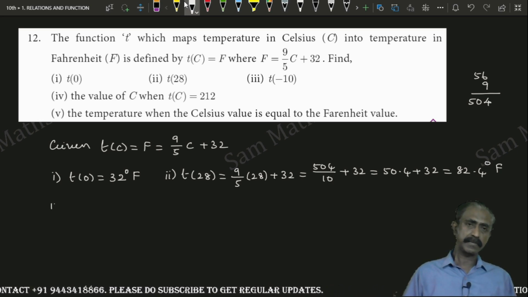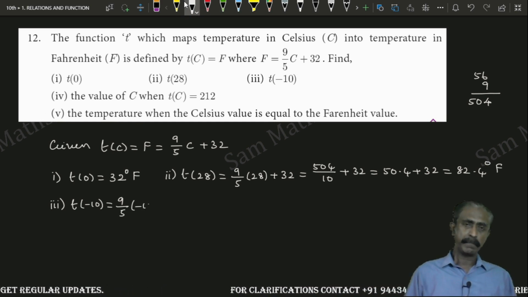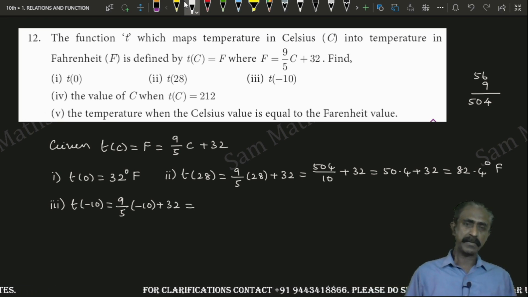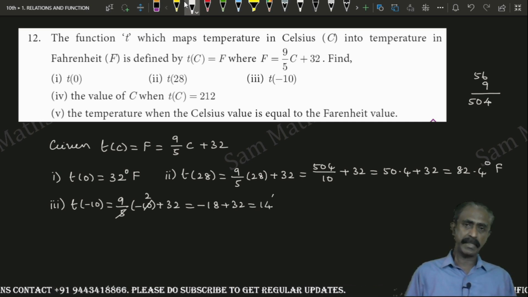Third subdivision, we need T of minus 10, which is equal to 9 by 5 into minus 10 plus 32, which is equal to, 5 you can cancel with this 2 times, that is minus 18 plus 32, which is equal to 14 degree Fahrenheit.